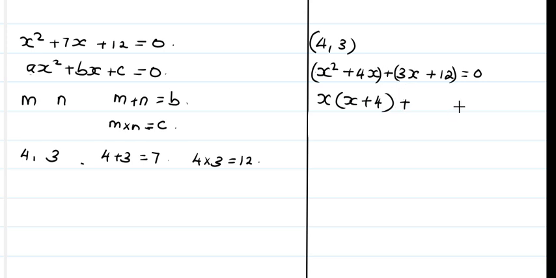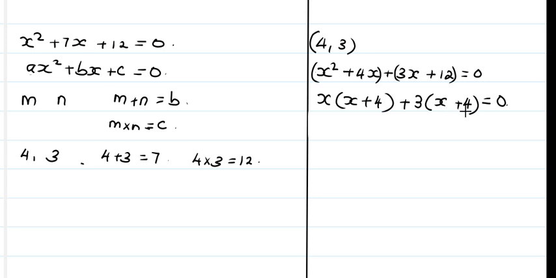Then I come here and put that addition sign, and I factor out the value which is common here. In this case, it will be 3, because if I take 3 and multiply by x, it will be 3x, then plus 4, which 3 by 4 will be 12, then is equals to 0.